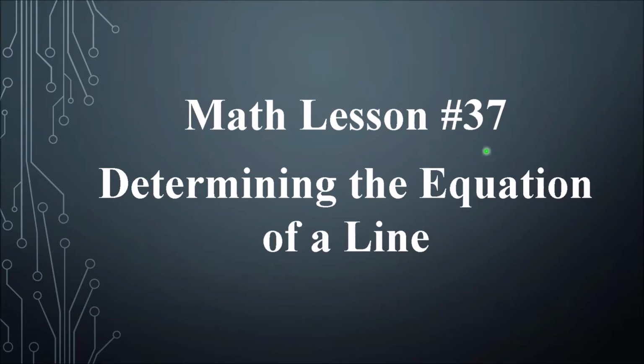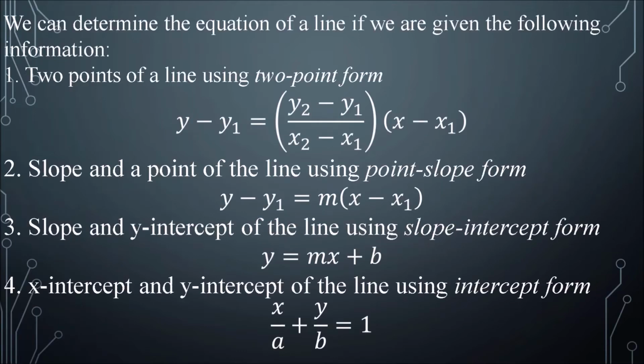Math lesson number 37, determining the equation of a line. We can determine the equation of a line if we are given the following information. Number 1, 2 points of a line using 2-point form.